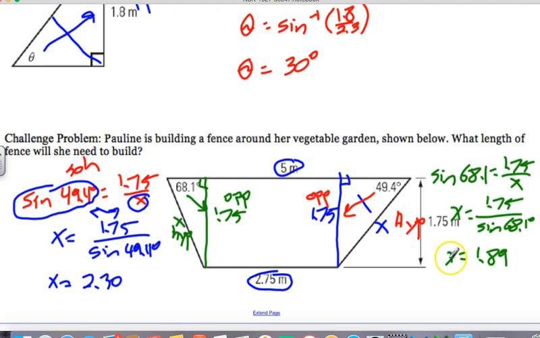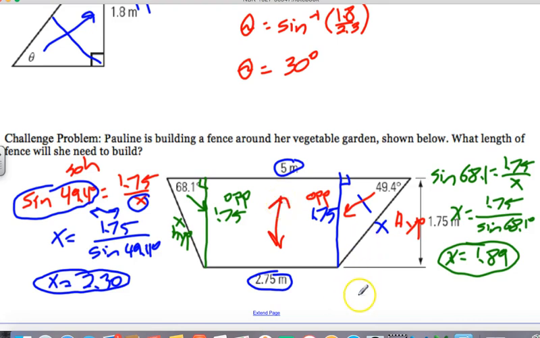Alright, so now we just got to take 1.89 and 2.30 and add them on to 5.1 and 2.75. And those four numbers should add up to be 11.94 meters. So that's the total amount of fence that Pauline's going to need to buy in order to build a fence around her vegetable garden.